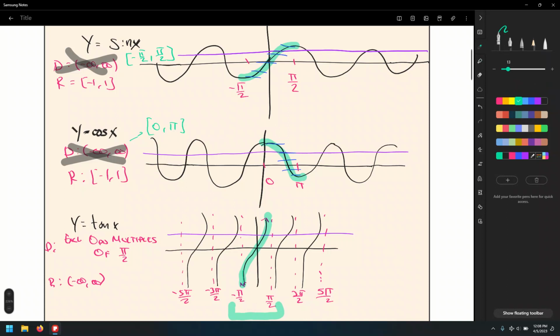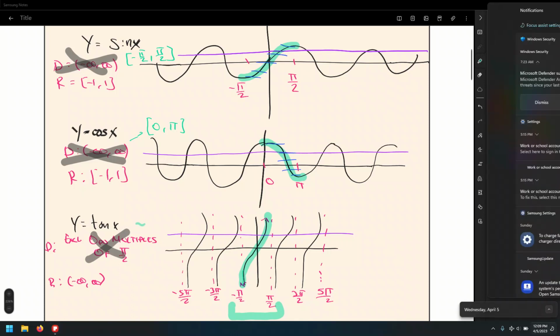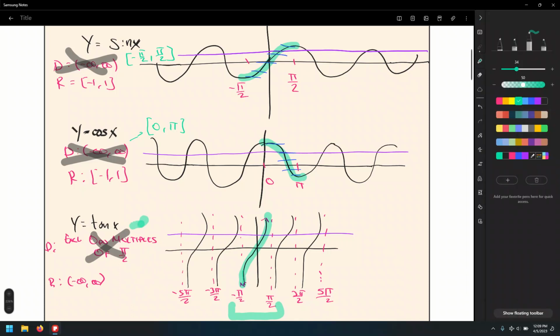Okay? What else? For the tangent function, it's no longer all the odd multiples of pi over 2, not anymore. Because we're restricting the domain to only this part in green, it's going to be, by the way, the same as the domain for the sine function: negative pi over 2 to pi over 2.